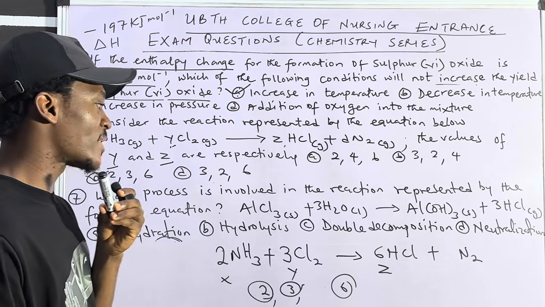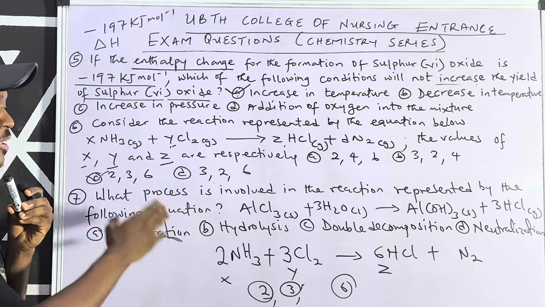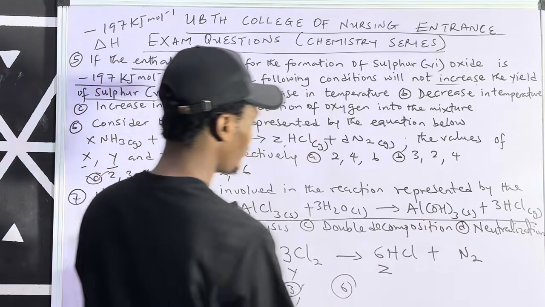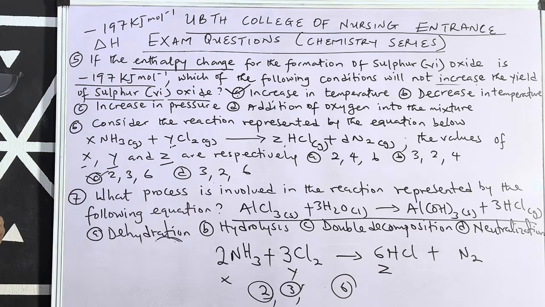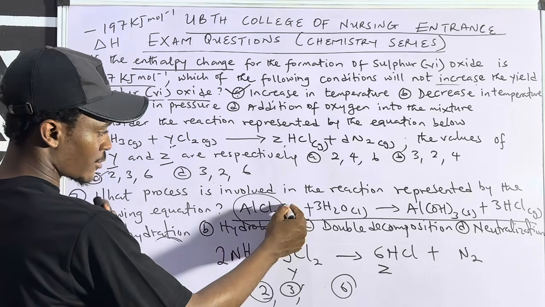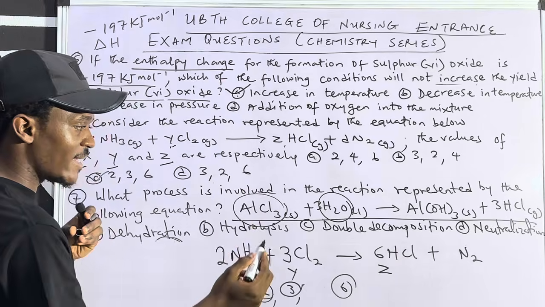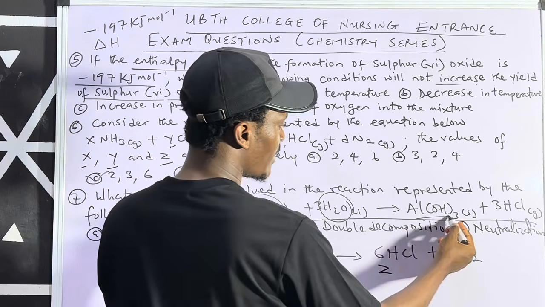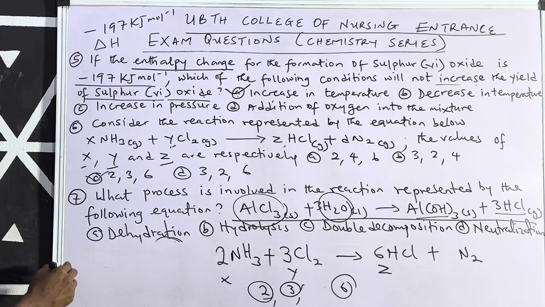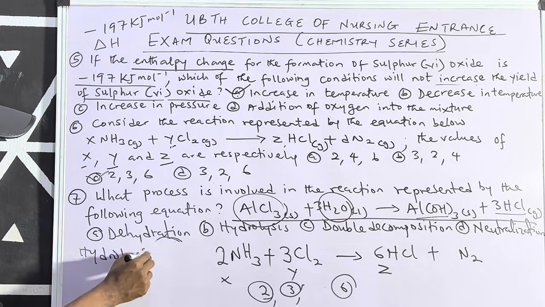Then let's see question 7. Question 7. Which process is involved in the reaction represented by the following equation? And this is the equation. Now, looking at this equation, you would see that indeed this happens to be a salt, and water is being added to the salt. At the end, there was now the formation of base and acid. Now, this question should be taking your mind to hydrolysis of salt. There's something that's called hydrolysis of salt.